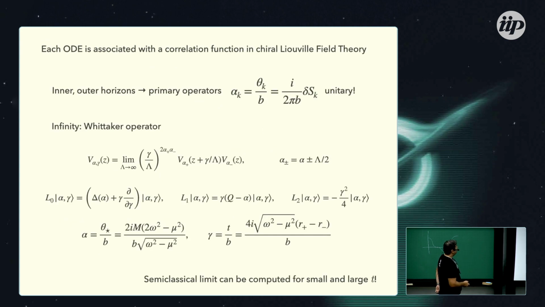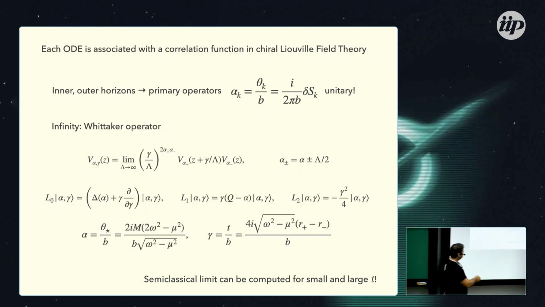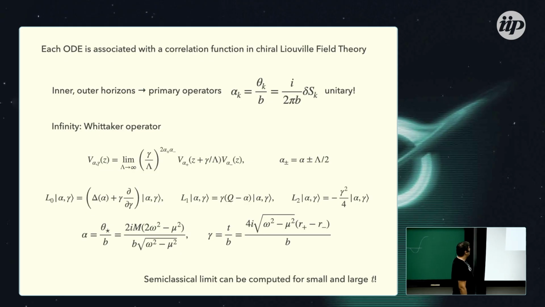In our case, the situation is a little bit more complicated because, as I told you, the singularity at infinity is irregular, and you can work it out from the same theory. How does that work for irregular singularities? Because you can consider these irregular conformal blocks that are generated not by primary operators but by Whittaker operators.